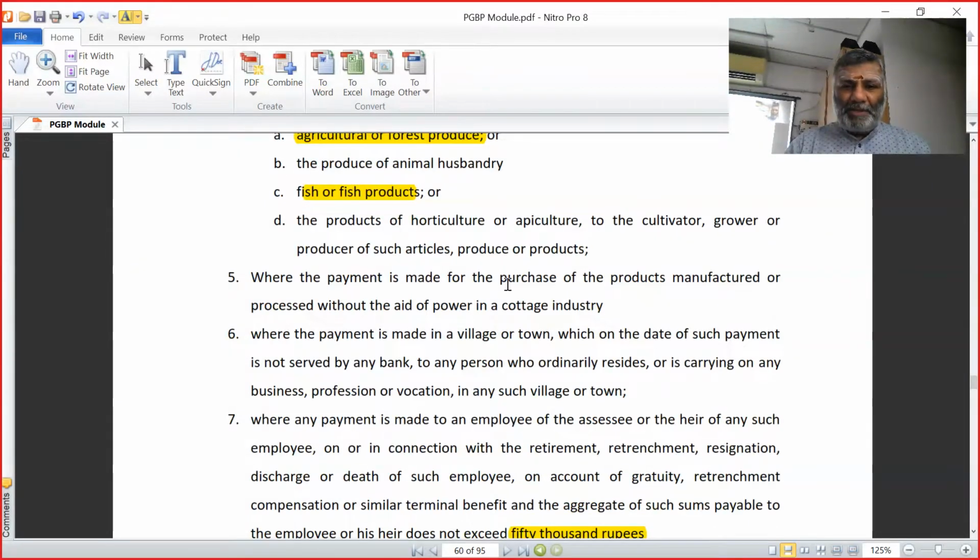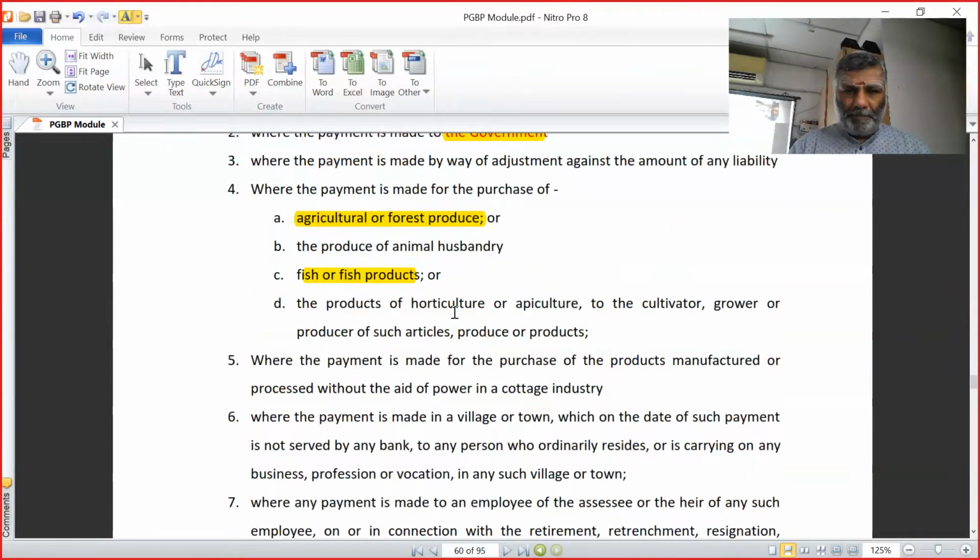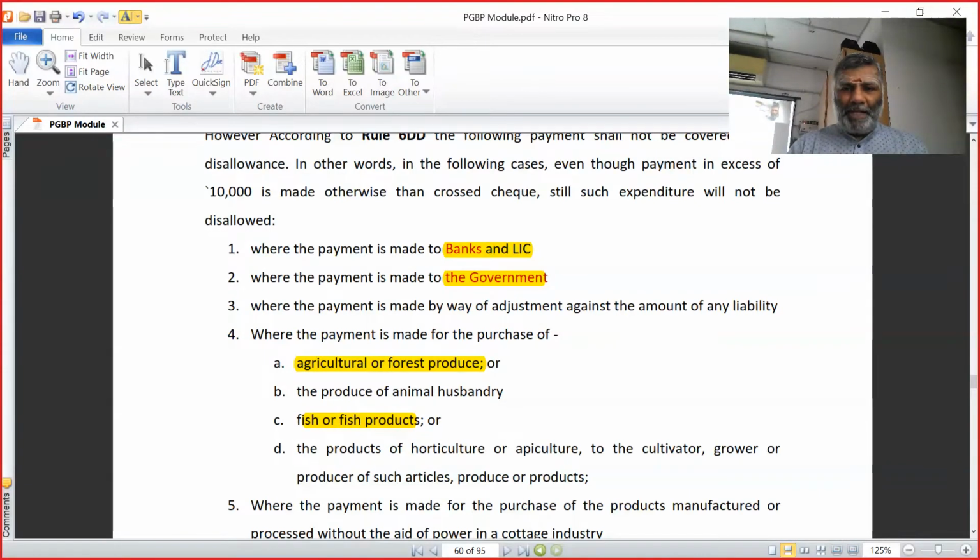Where the payment is made for the purchase of manufacturer without, where the payment is made out of adjustment, a debtor creditor adjustment. You are a debtor as well as a creditor. I adjust in the books of accounts.